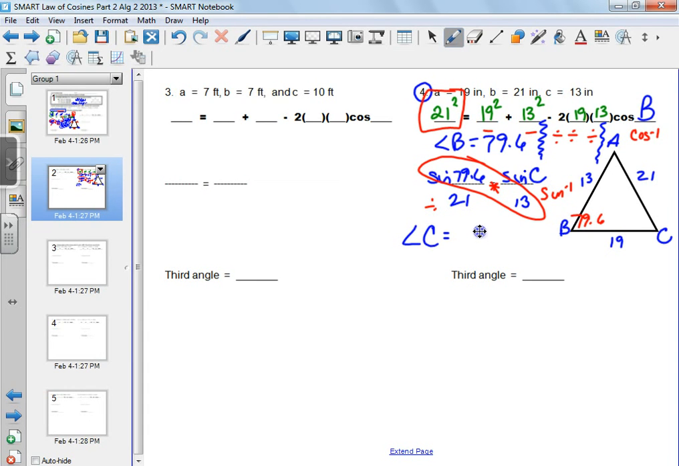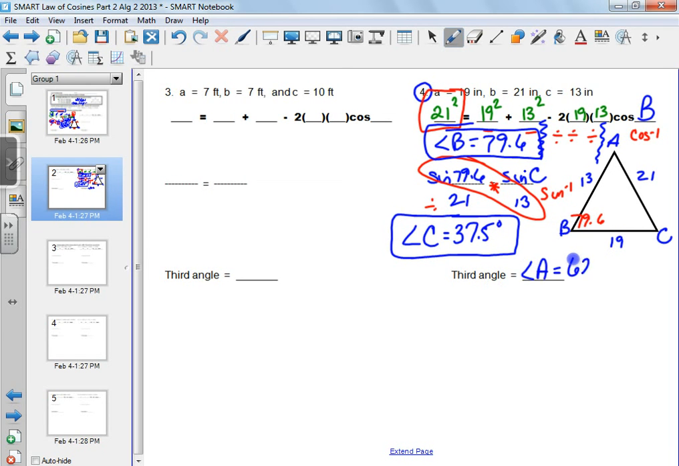I need some calculator help because I'm too lazy to type this. 37.5. Okay, everyone try typing it. Make sure you get 37.5. Again, if I had my life to live over again, I would have made a much more spaced out worksheet with fewer examples because you guys catch on fast. All right, so what's angle A? 62.9. Oops, whoops, whoops.